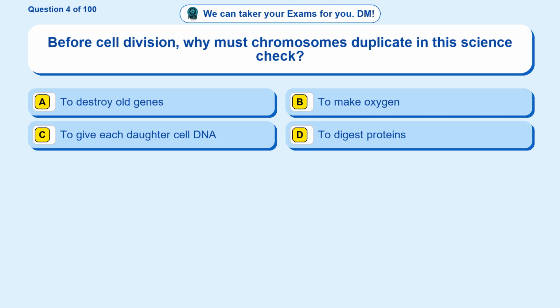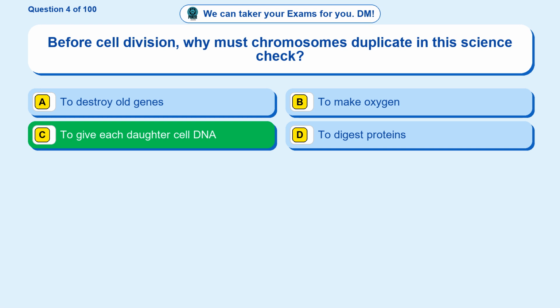Question 4. Before cell division, why must chromosomes duplicate in the science check? Option A. To destroy old genes. Option B. To make oxygen. Option C. To give each daughter cell DNA. Option D. To digest proteins. The correct answer is option C. To give each daughter cell DNA.